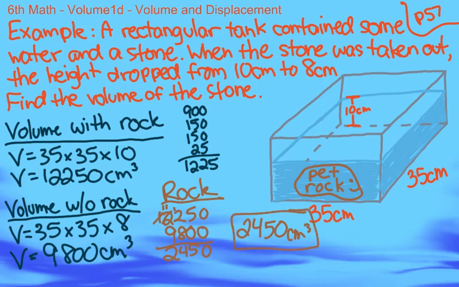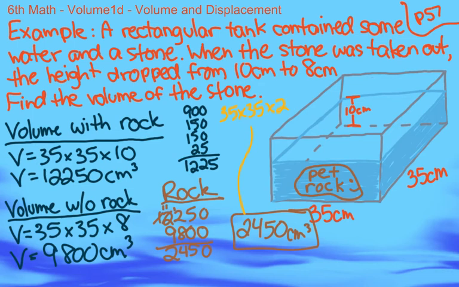Now, some of you went through this and you're thinking, oh my gosh, I know of a shortcut, and all I have to do is find out that the difference in these two heights is just 2. So what we could do is take that difference 2 and multiply it by 35 and 35. If we do that, we get 35 times 35, which is 1225, times 2, which is 2450. So I'll just write that a little bit here. Here's the shortcut: 35 times 35 times 2.